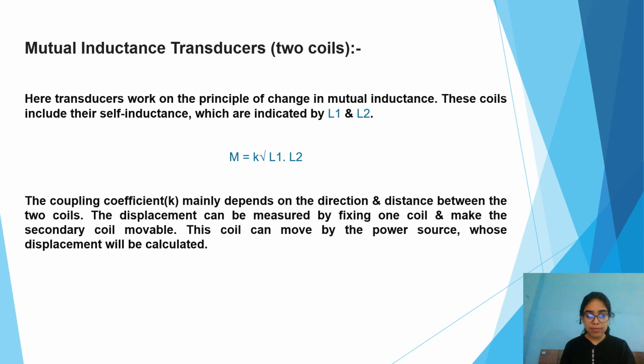The displacement can be measured by fixing one coil and making the secondary coil movable. This coil can be moved by a power source whose displacement will be calculated. The change in displacement, coupling coefficient and distance can cause a change in mutual inductance. This mutual inductance change is adjusted by measurement and displacement.